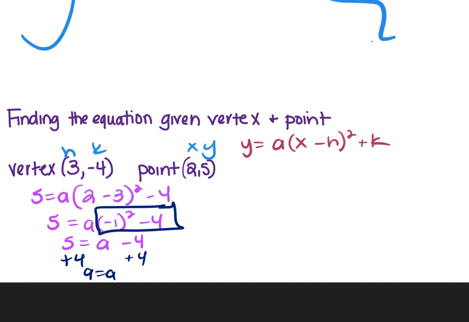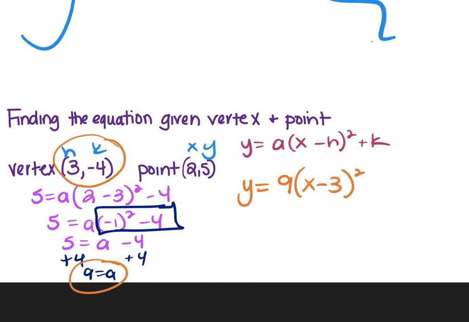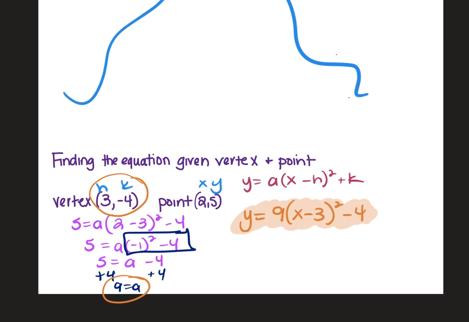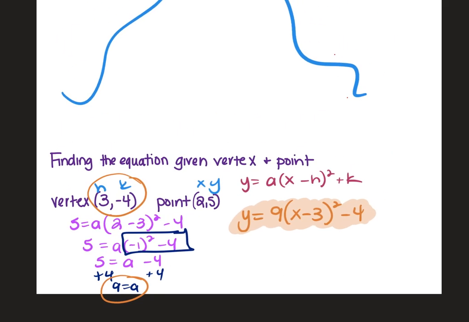Then we plug back in the h and the k. Careful here, because only a couple people made that mistake, but they did pull in the x, y instead. The h, k, and the a. So y equals the a, which is 9, (x minus h, which is 3) squared minus 4. Questions on that one?